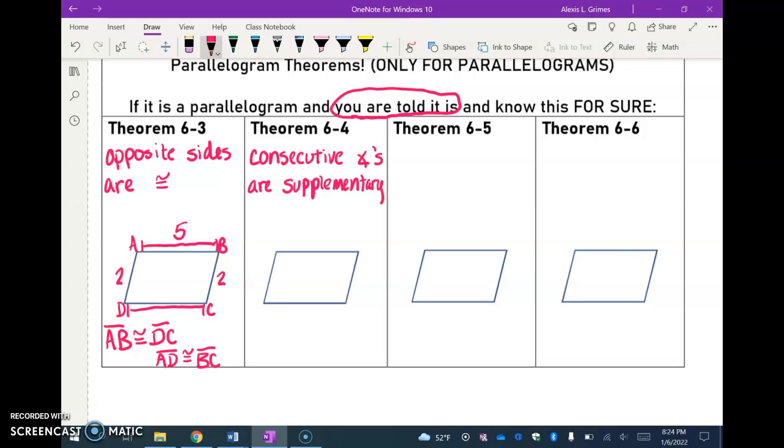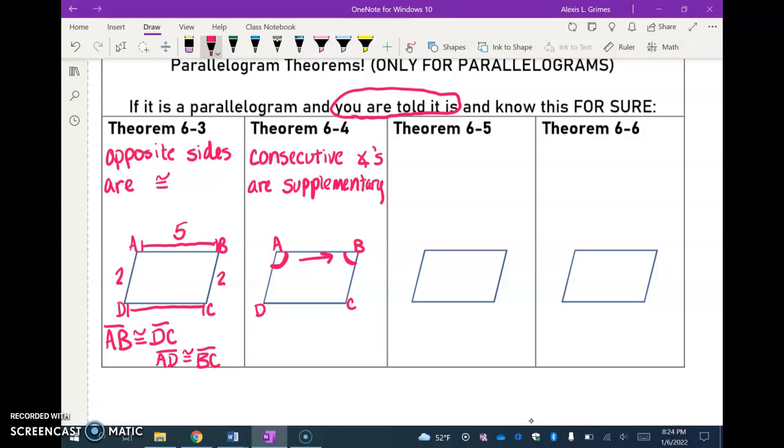All right, consecutive angles are supplementary. Again, if we have parallelogram ABCD here, think consecutive angles. So let's pick an angle. Let's do A. This angle, angle A, is consecutive to its neighbor angles, right? Consecutive means neighbors. Let's pick this one.